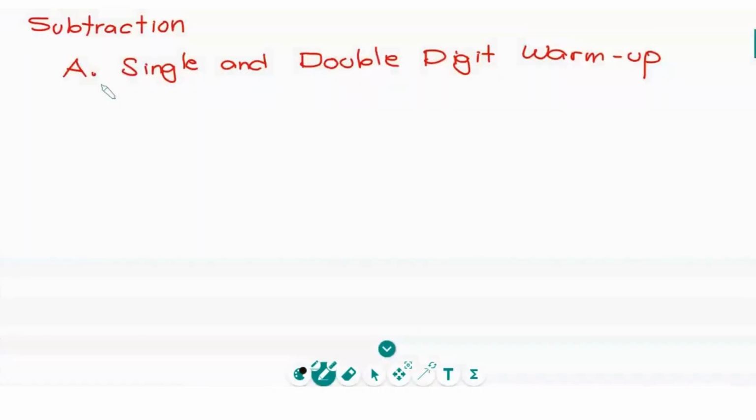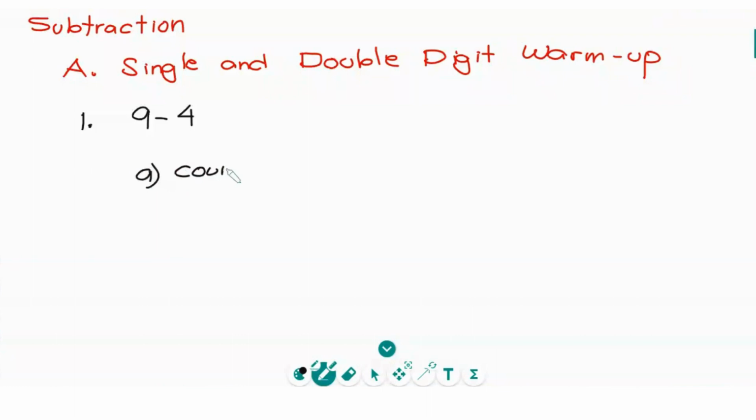So for number 1, we have here 9 minus 4. To solve this problem, we have two methods. The first one is using counters.